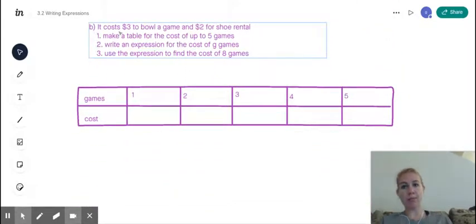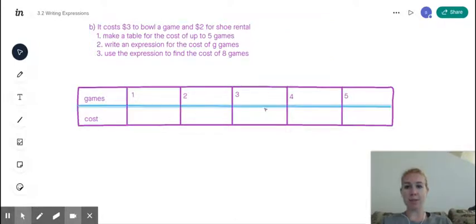Problem B says it costs $3 to bowl a game and $2 for shoe rental. Part 1 says make a table for the cost of up to 5 games. Okay, so I've got the table started down here. Part 2 says write an expression for the cost of G games, and then we're going to use that expression to find the cost of 8 games.